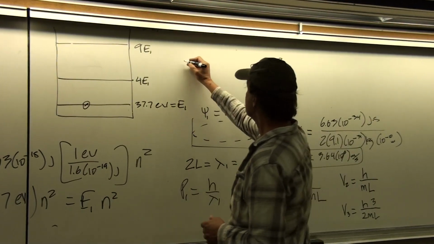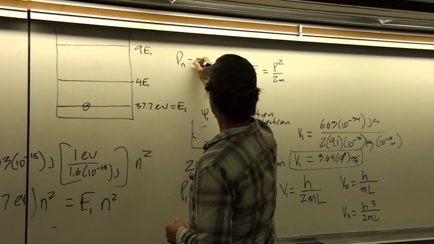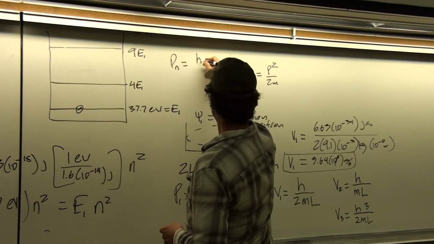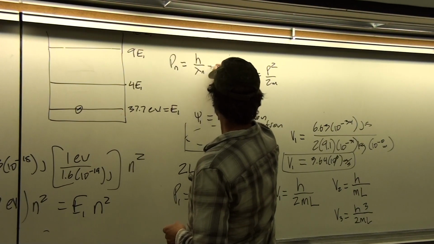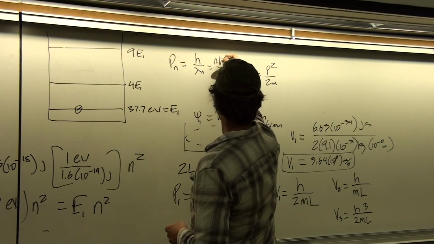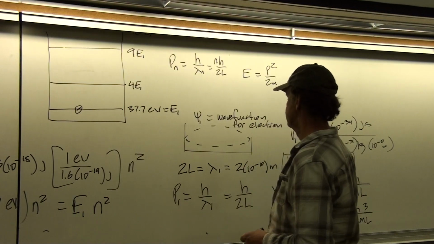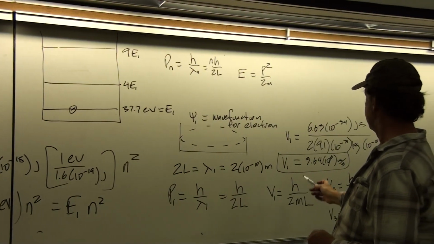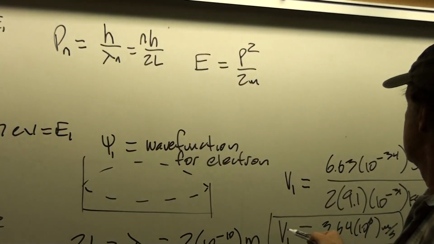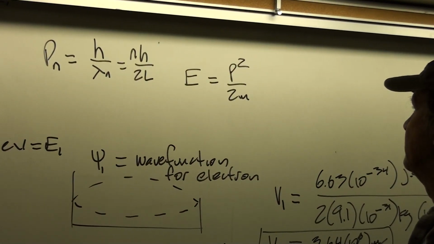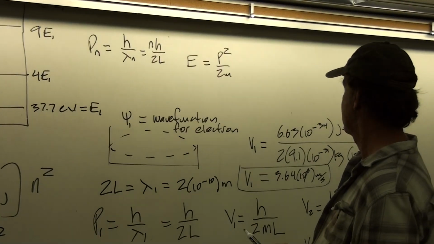And in general, your momentum of the nth energy state will be h over lambda n, which would be h over 2L over n, or nh over 2L. So that would just be an integer multiple of our fundamental momentum, which would be mass times v1.